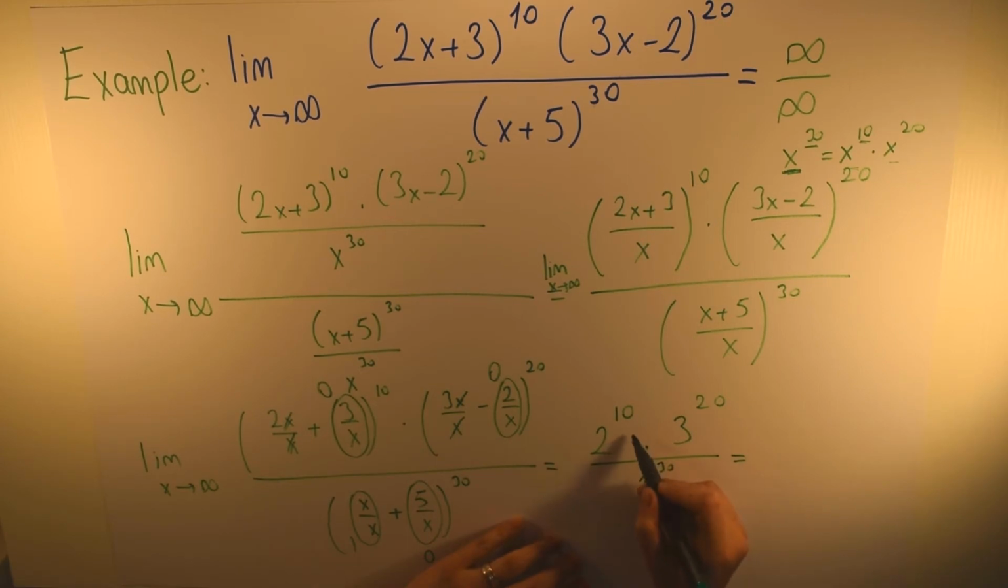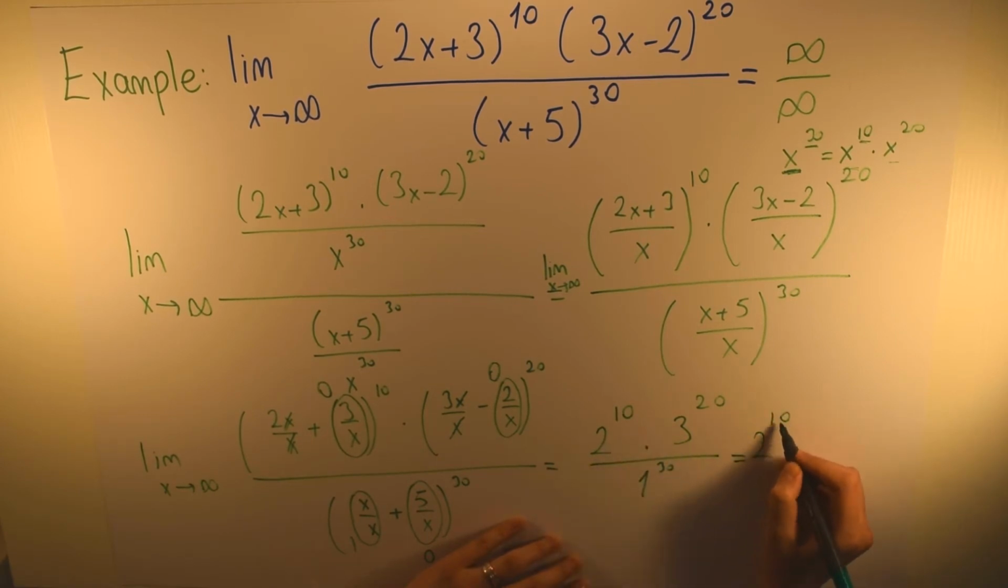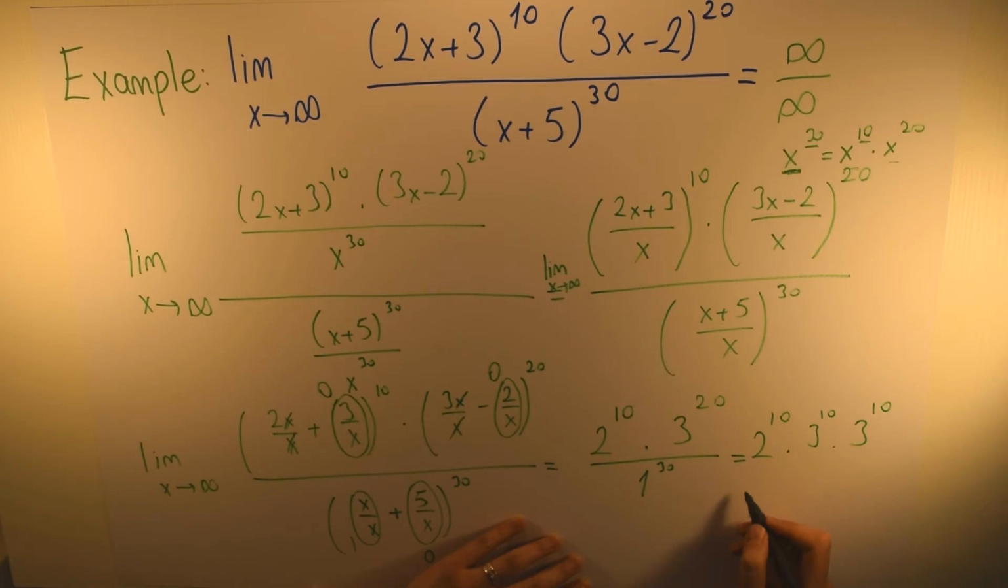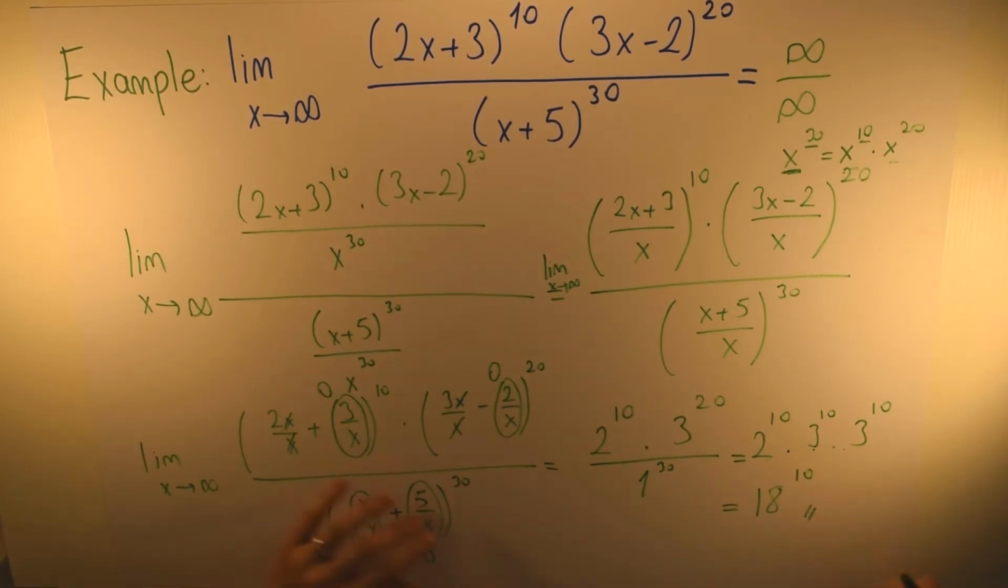So here we have 2 to the power of 10, so I can write this as 3 to the power of 10 times 3 to the power of 10, it's the same thing, 3 to the power of 20. And this would be 2 times 3, it's 6, 6 times 3 is 18, so 18 to the power of 10 is the answer for our example.